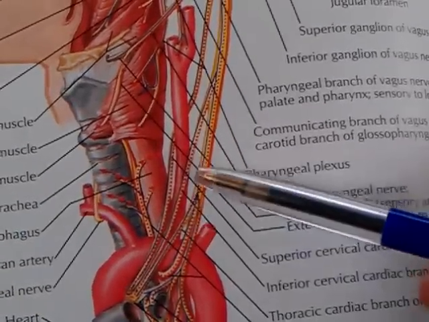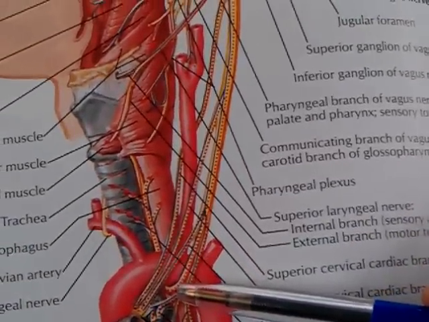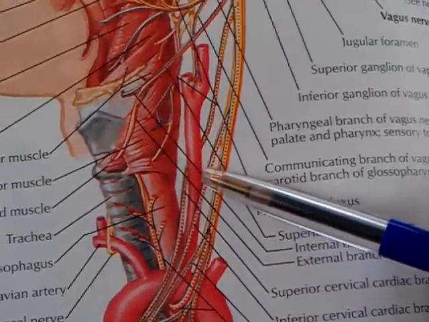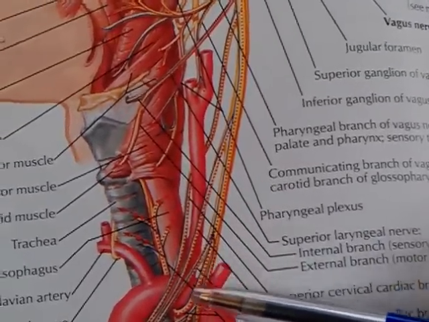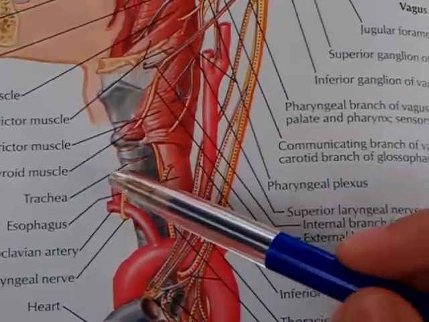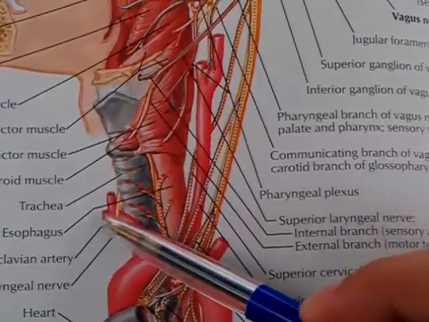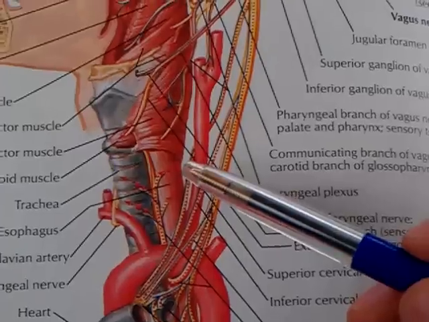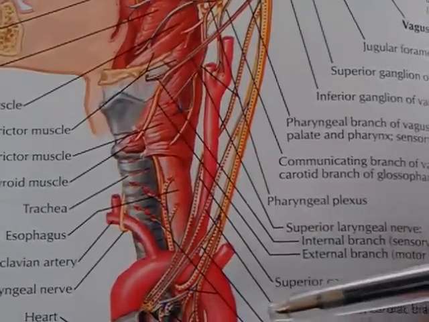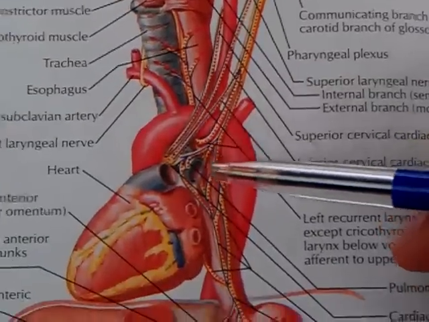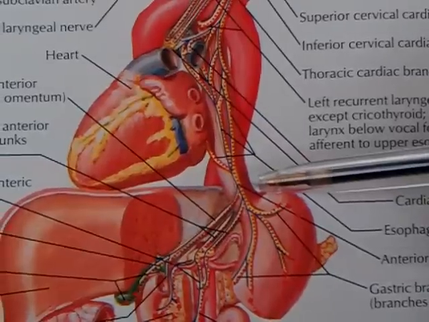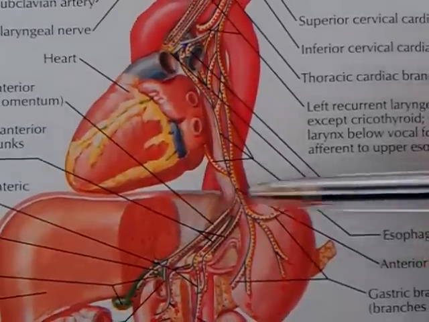And then on the left side it goes around, after it enters the thoracic cavity, it descends in front of the aortic arch on the left side and the subclavian artery on the right side. Then the nerve accompanies the esophagus and enters the abdominal cavity through the esophageal hiatus of the diaphragm.